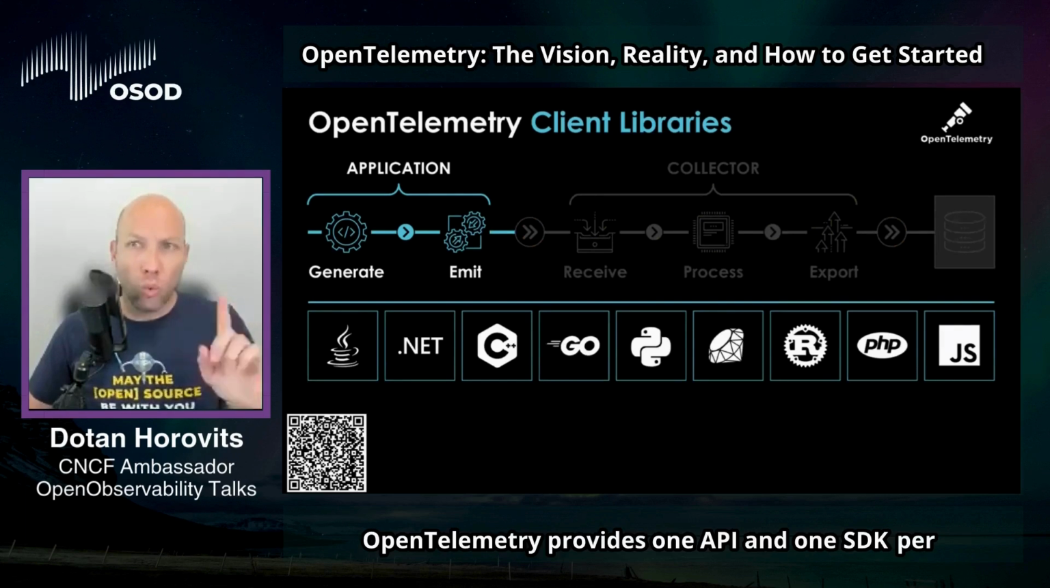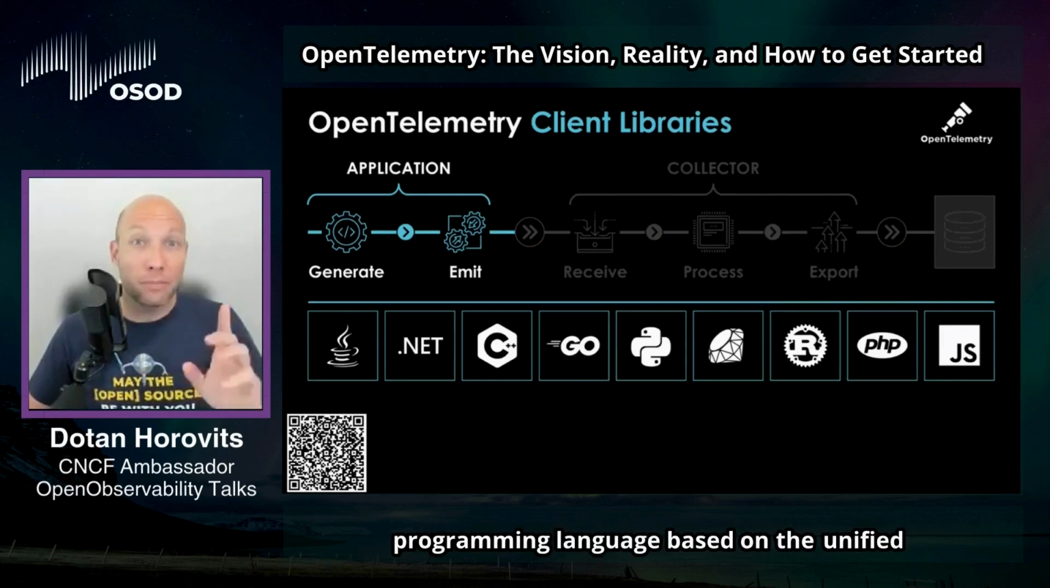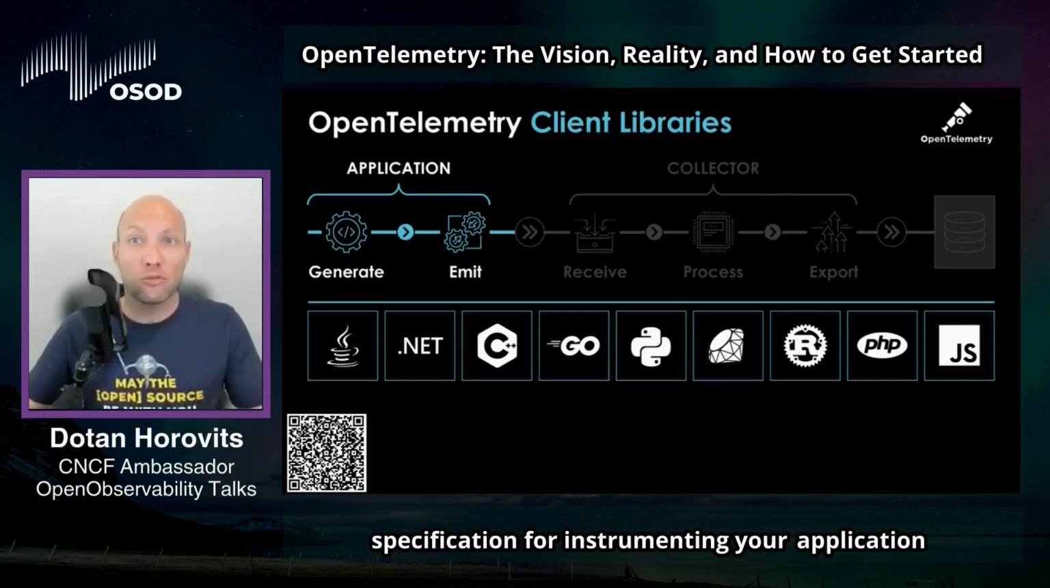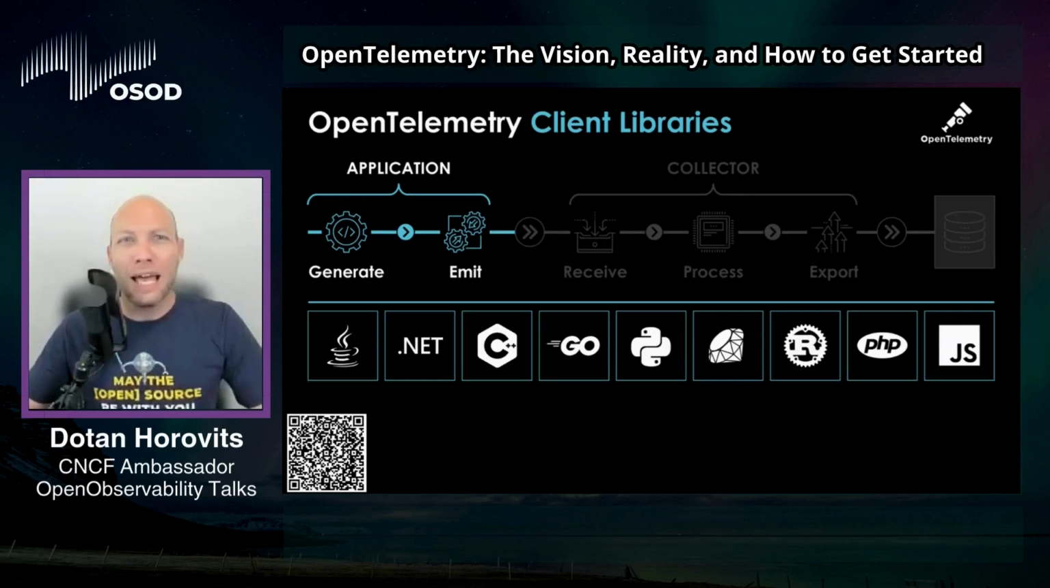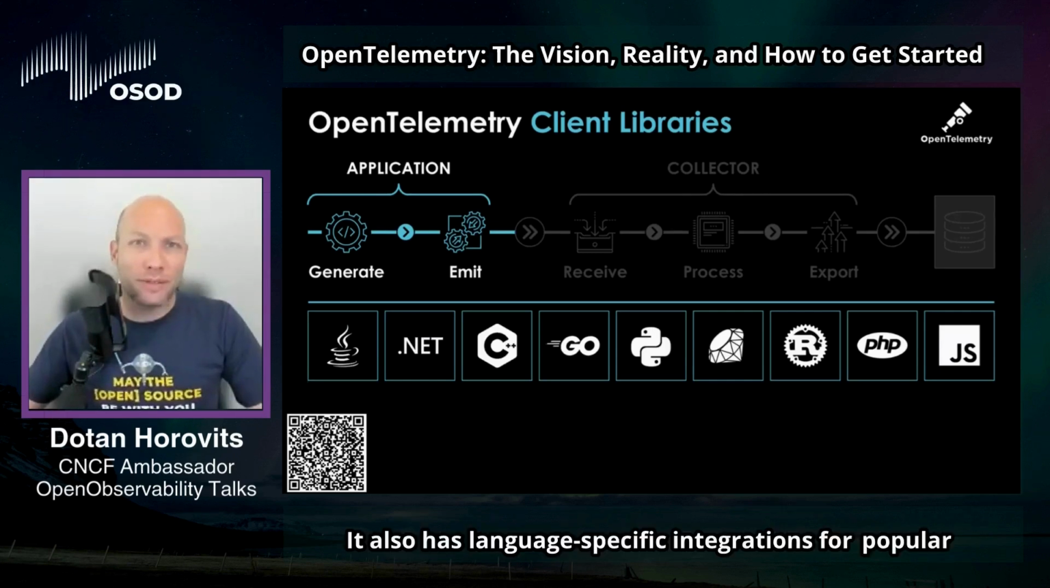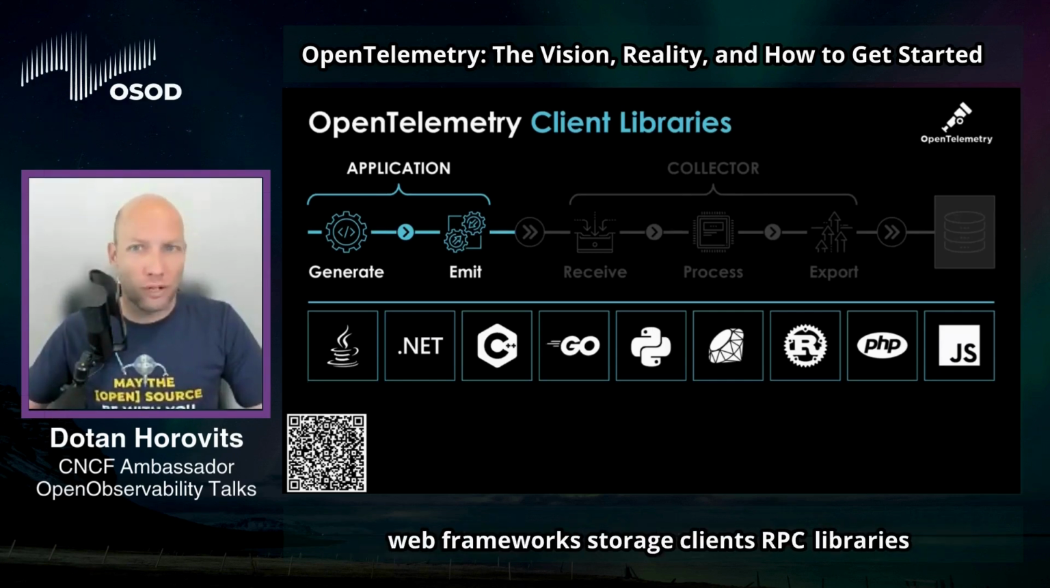OpenTelemetry provides one API and one SDK per programming language based on the unified specification for instrumenting your application. So you have a Java one, a .NET one, Python, Ruby, and so on. You see the logos here. It also has language-specific integrations for popular web frameworks, storage clients, RPC libraries.